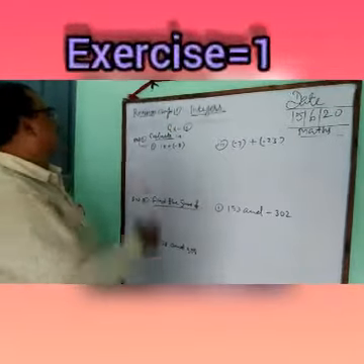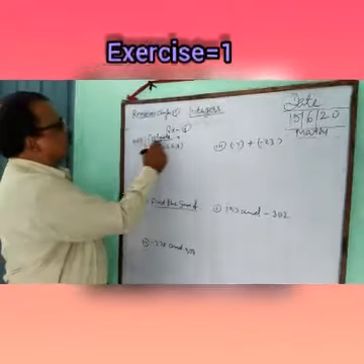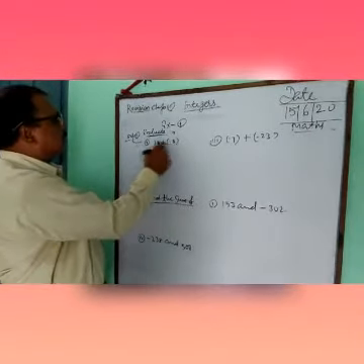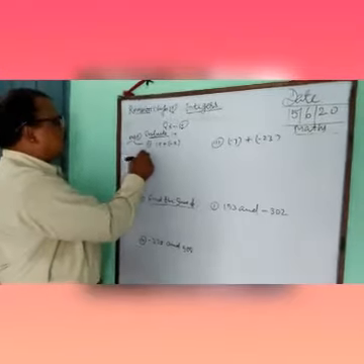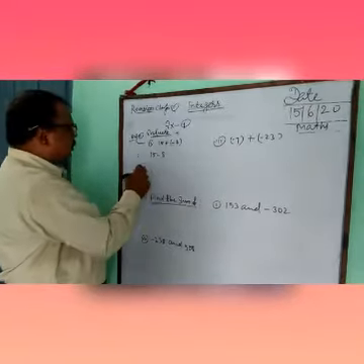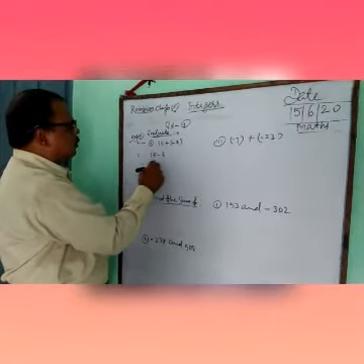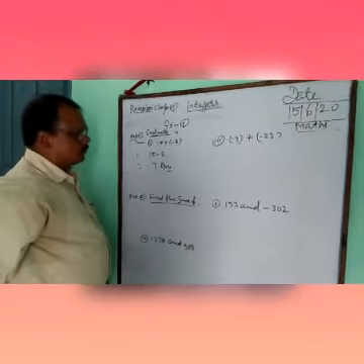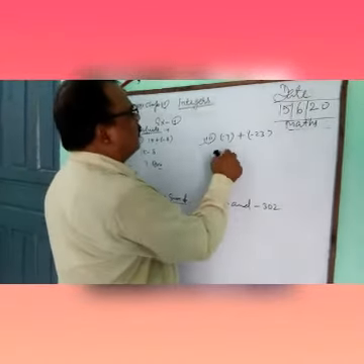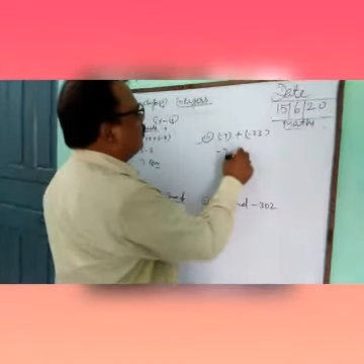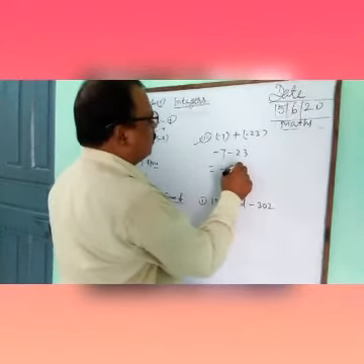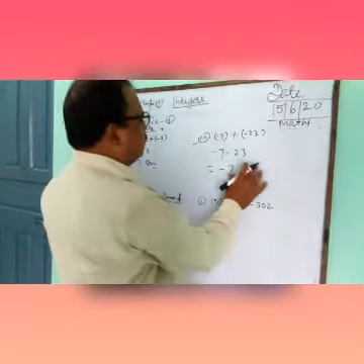Exercise 1. Question number 1. Evaluate 15 plus (-8) is equal to 7. Answer. Third question first: -7 plus (-23) is equal to -30.